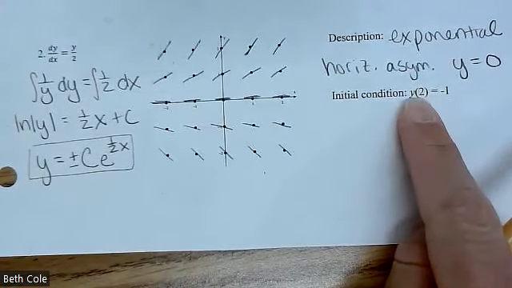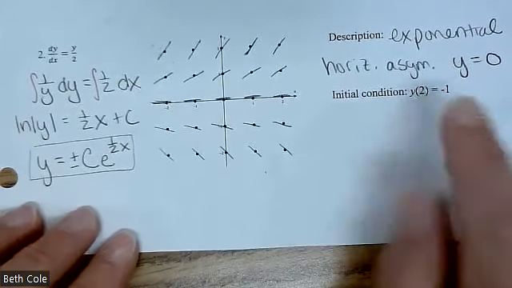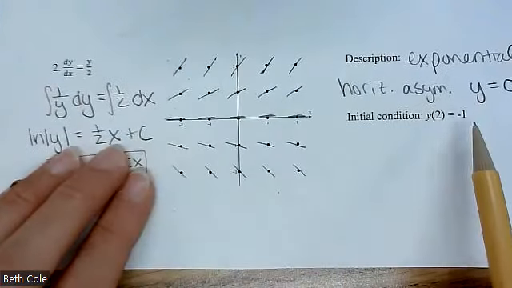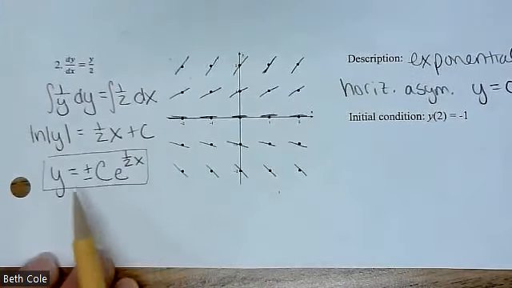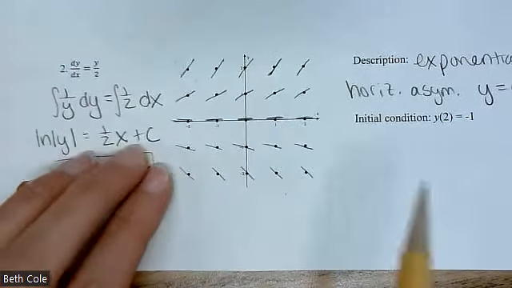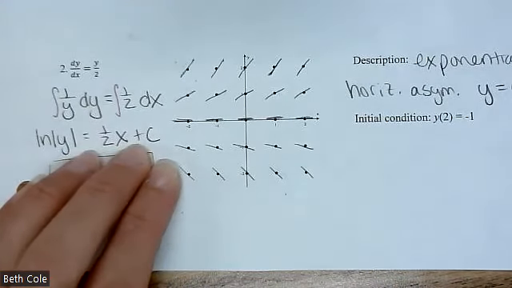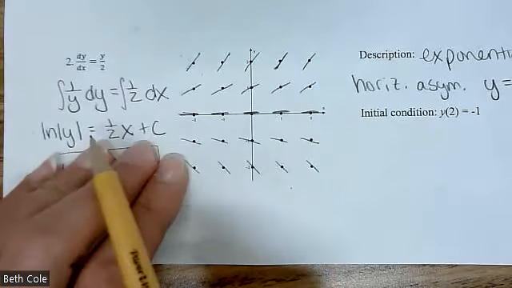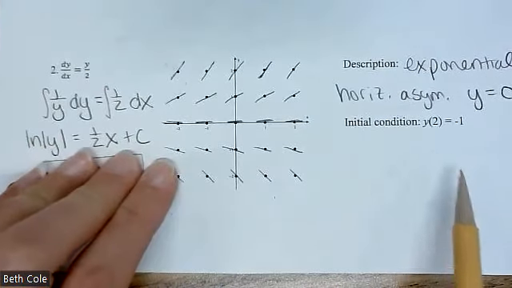It doesn't start at 0. Just be careful. It's whatever number you're given. You're going to plug in 2 for x right here and -1 for y. Hey, Ms. Cole, why don't we plug it into this one? You want to do the plugging in before you've done any rearranging because we've really messed with this a good bit. You want to go back to right when you did the antiderivative.